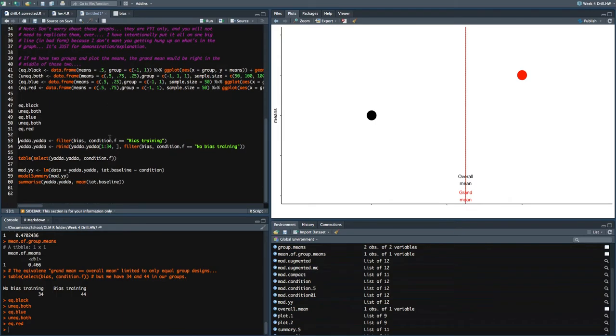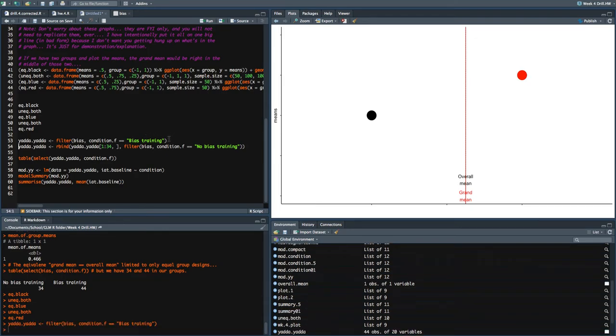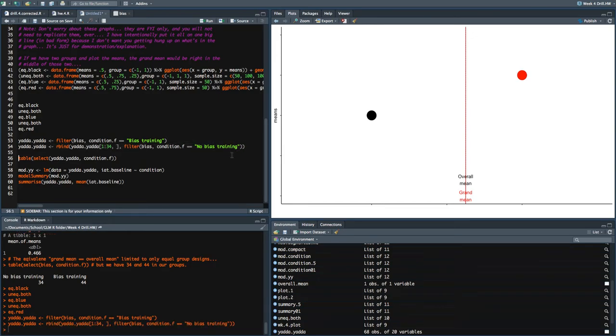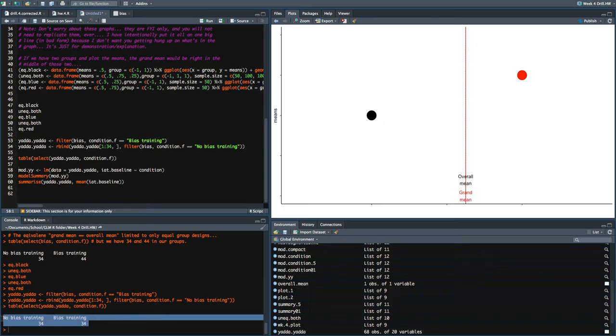And so just as a demonstration, if we take our data frame, what I'm doing here is creating a data frame called yada yada, where I am limiting it to just the bias training group, because again we have 44 in that one. So now I've created this yada yada data frame that has only the bias training. Now I'm going to take that data frame, but limit it to only the first 34 rows, and bind that with the 34 rows of no bias training. So when I run this line, now in my yada yada data frame, I have 34 in each group. So now I have equivalent group sizes that are perfectly equal.